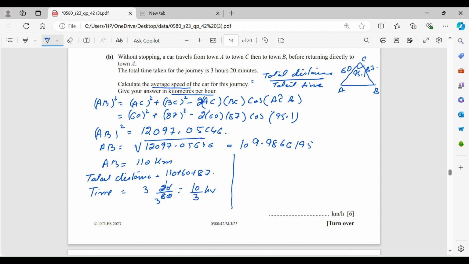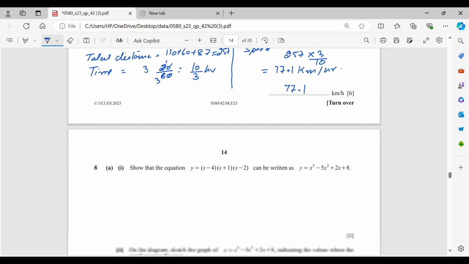Now we will find the average speed. This will be equal to the total distance, which is 257, divided by 10 by 3, or 257 into 3 by 10, which is equal to 77.1 kilometer per hour. So our answer is 77.1.